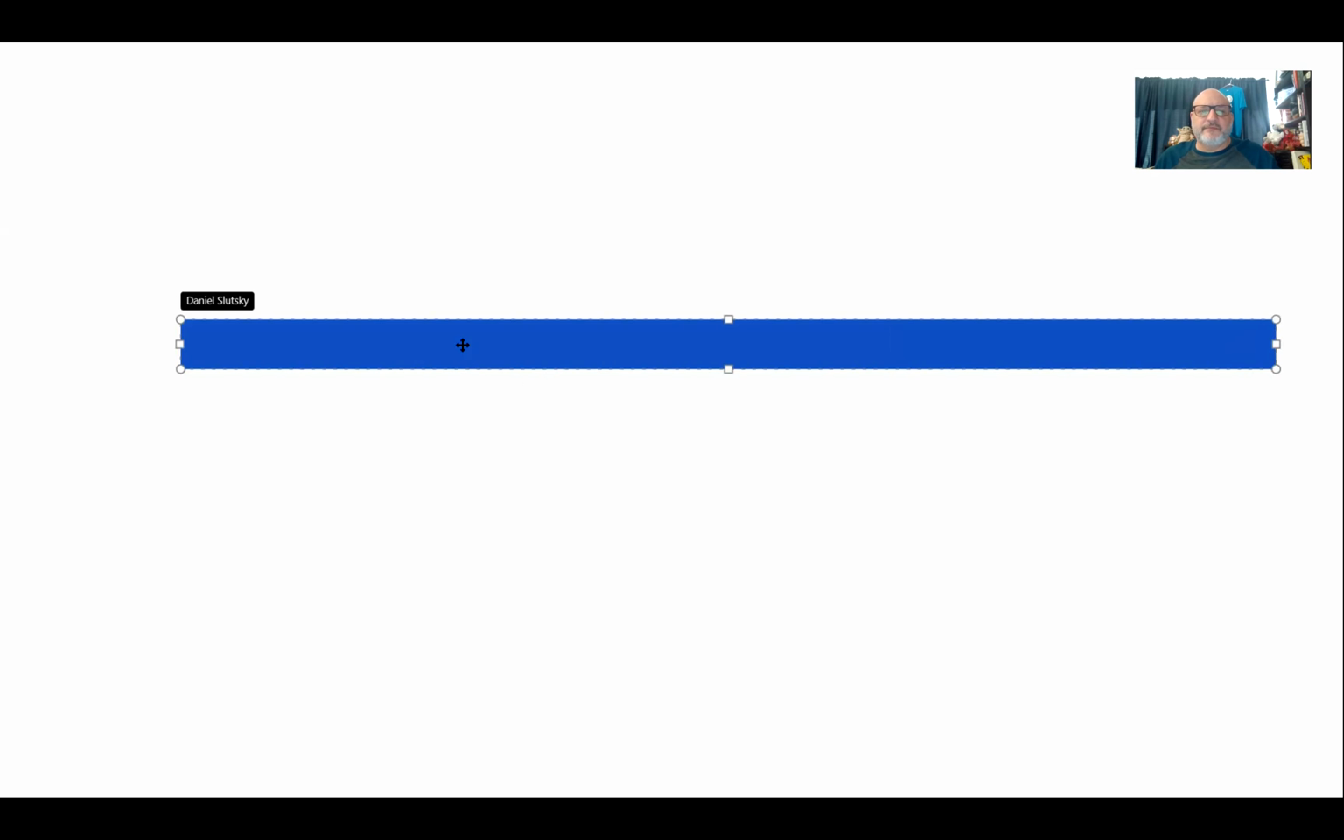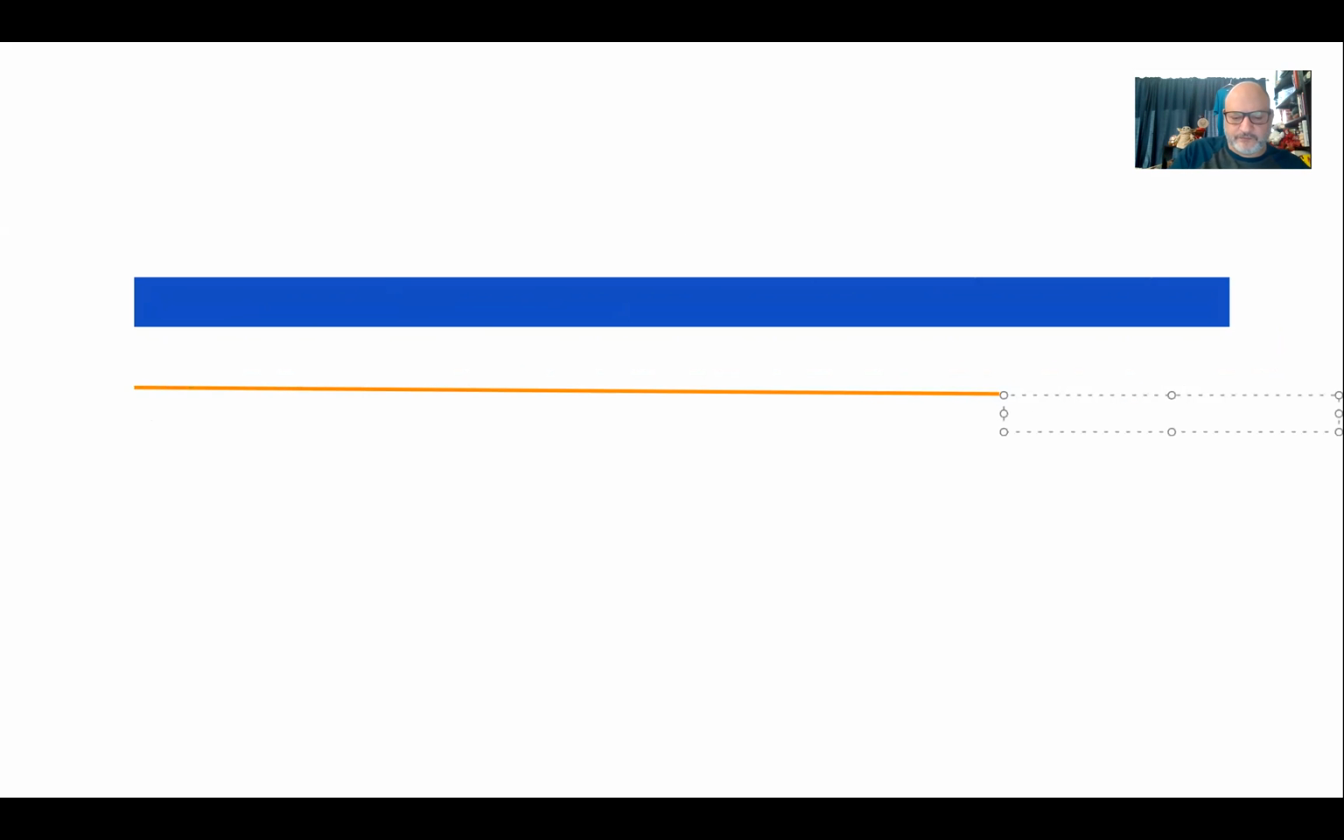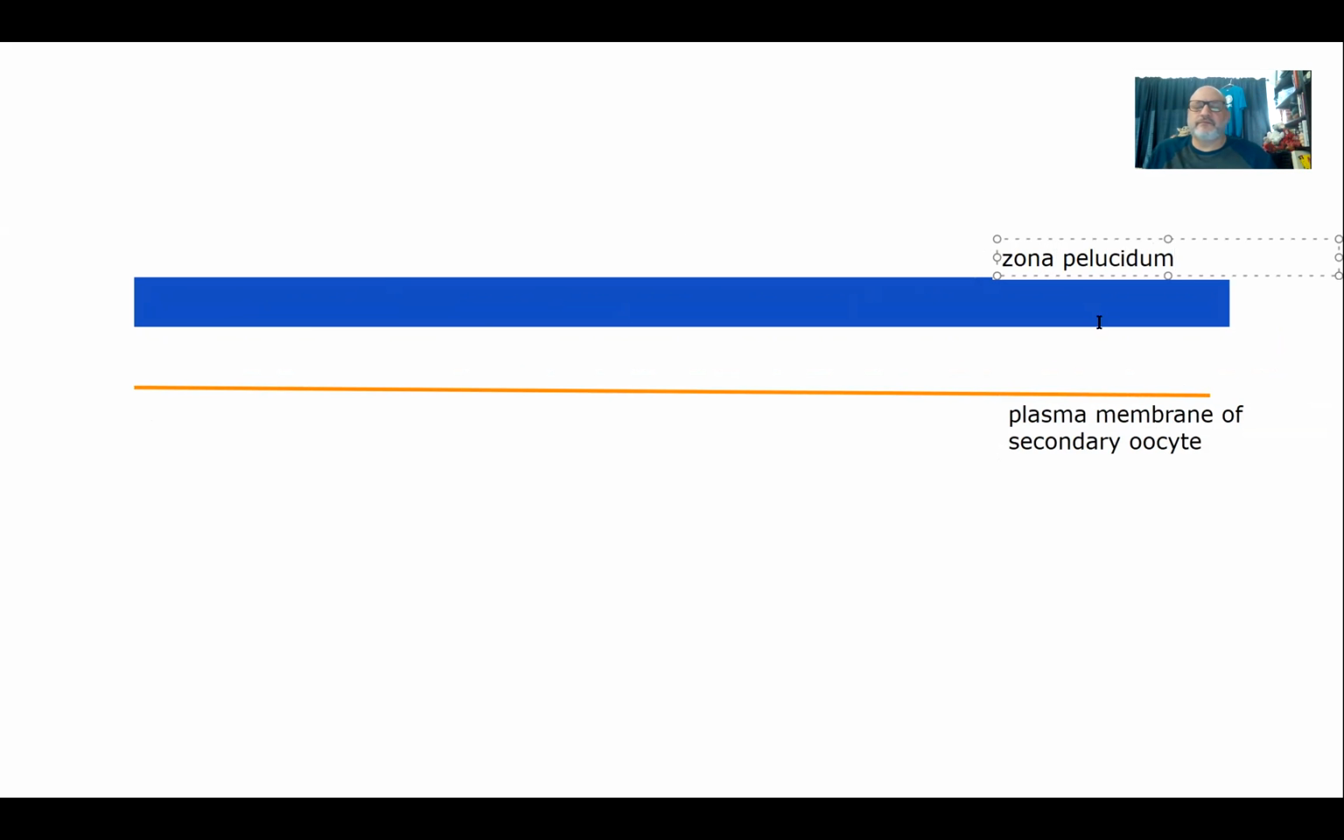So here is our zona pellucida. Inside of the zona pellucida is the plasma membrane of the secondary oocyte. And of course, on the zona pellucida, let's make them blue, are the ZP3 receptors.